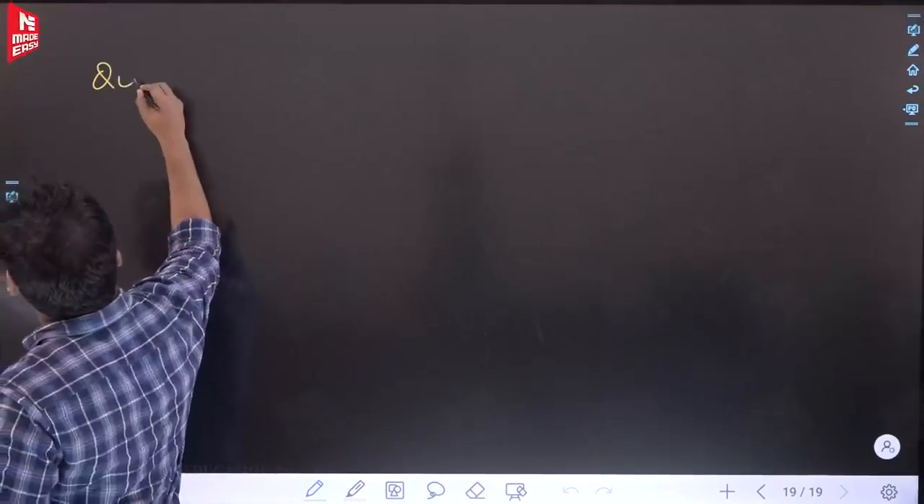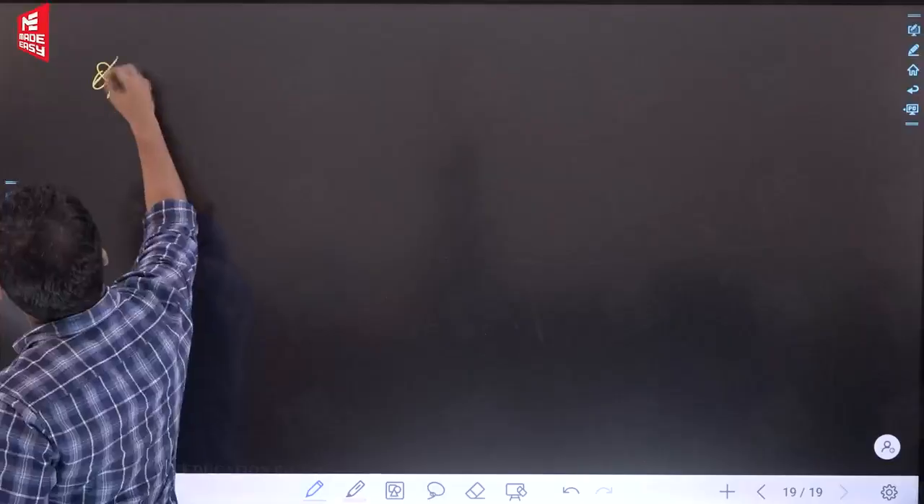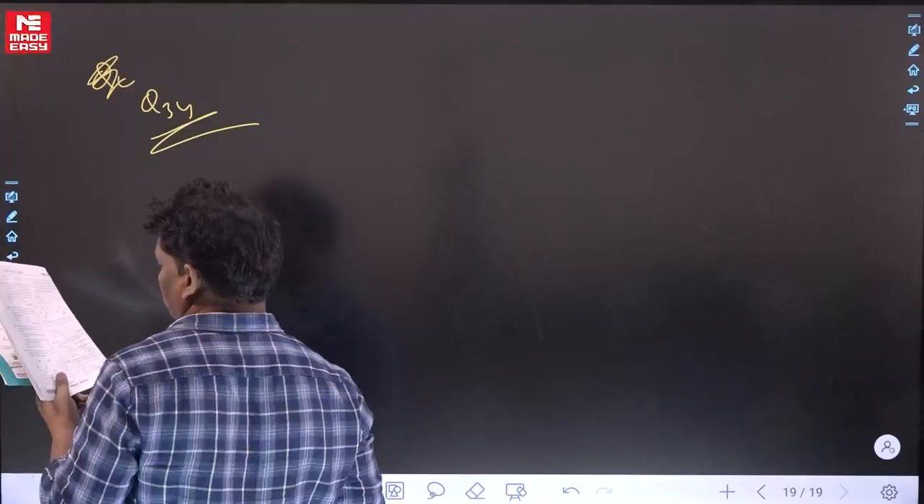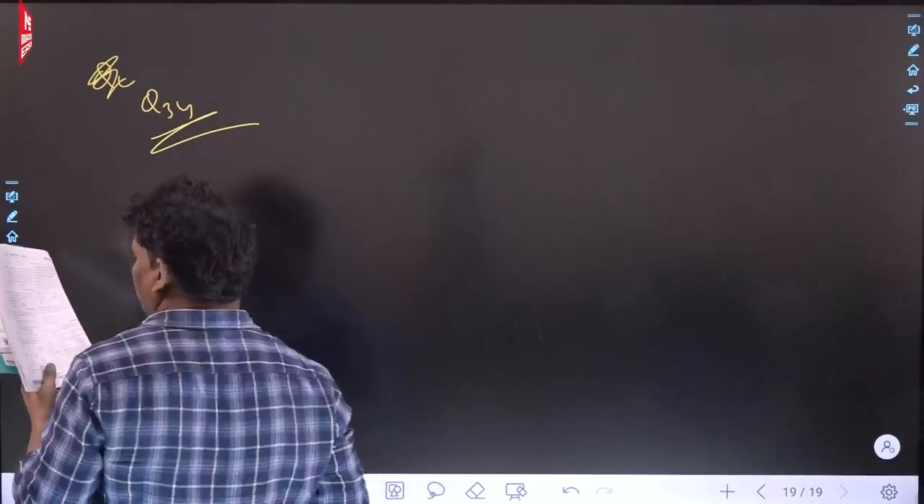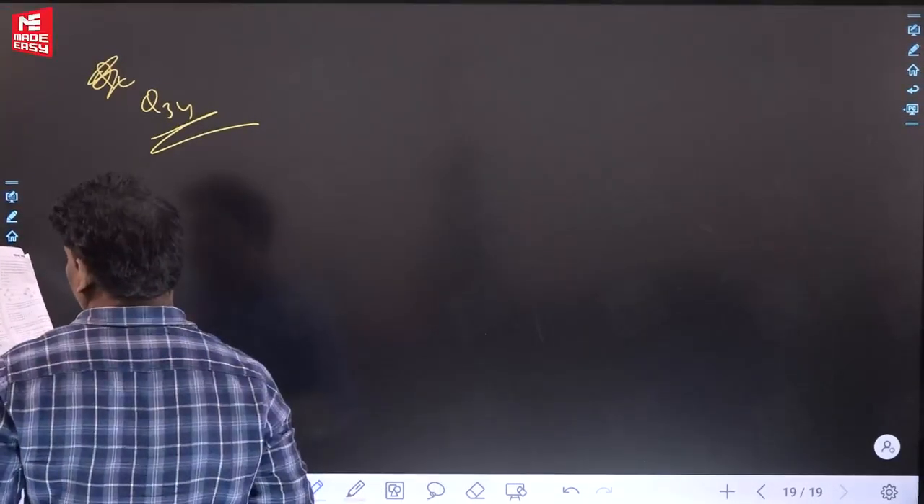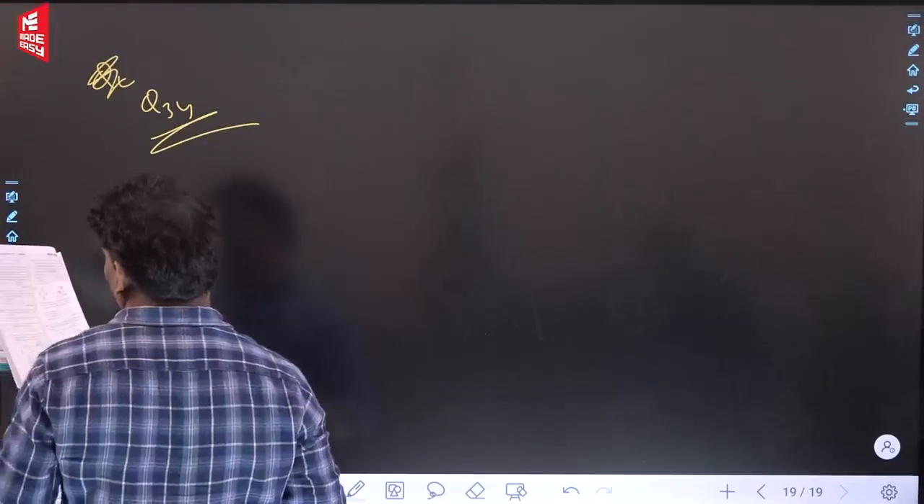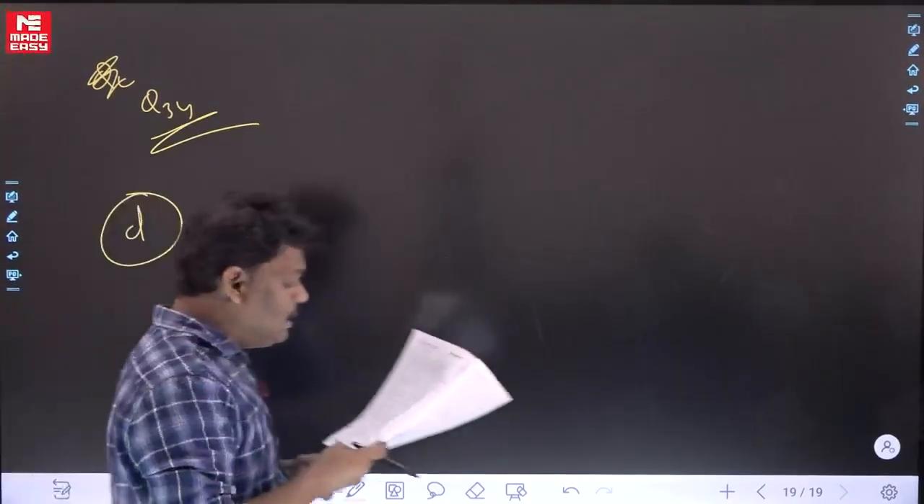Go to question number 34. What is question number 34? Dijkstra's algorithm, single source shortest path. We run from a, computing the correct shortest path distance from 2 to. What is the answer? The answer is D. For question number 34, the answer is D.